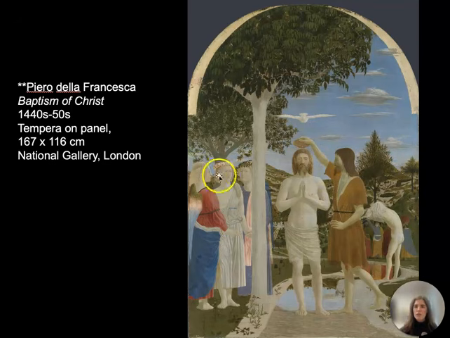We have a landscape in the background, probably the artist Piero della Francesca's best approximation of what the area around the River Jordan would have looked like. John the Baptist is in his hair shirt. He was known for living in the desert and living a very simple existence. But this moment where Jesus is baptized by John, you can see the water pouring onto his head. And it's this moment where the Trinity is visualized.